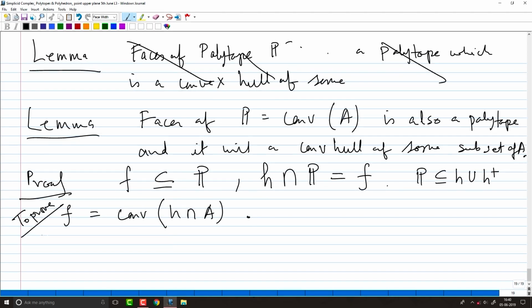One way is: do we have to show that the convex hull of H intersection A is a subset of F? Does this need a proof? H intersection A is contained in F, right? F itself is a convex set because F is equal to a convex set intersecting with another convex set, a hyperplane. And this is the smallest convex set that contains H intersection A. So, this part is done. The only thing I have to prove is this other direction. This needs a proof.